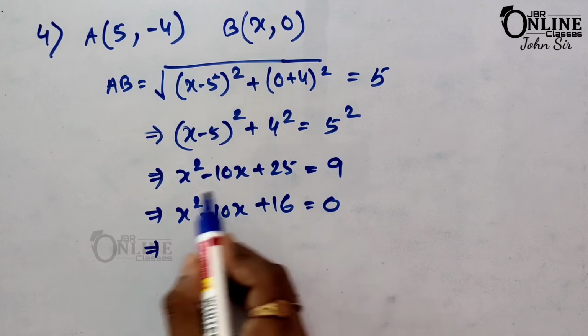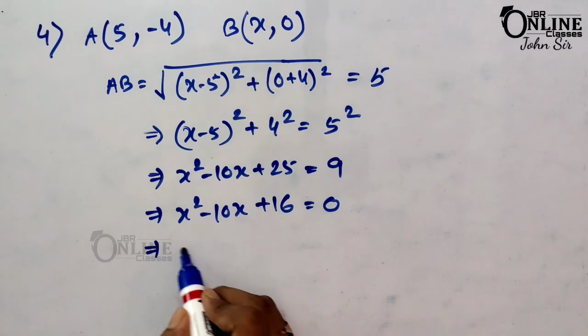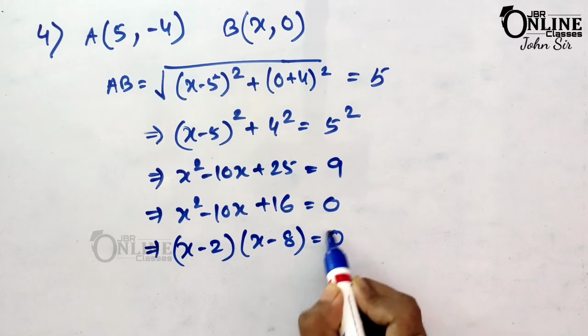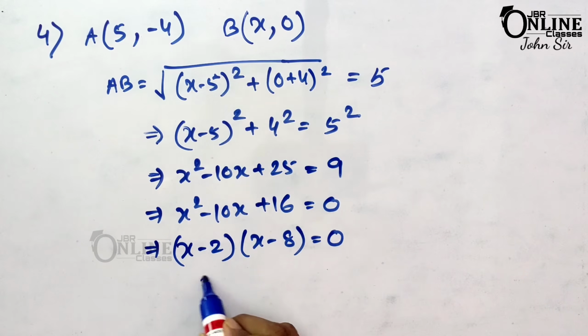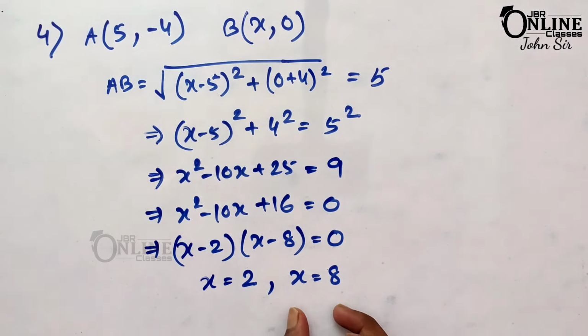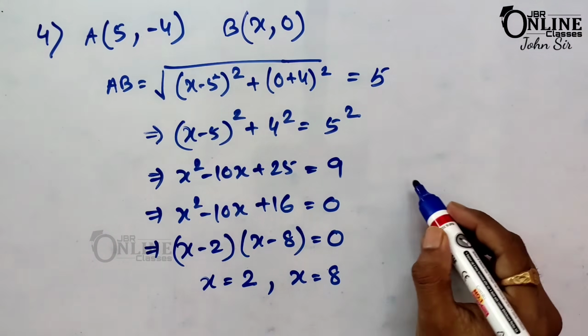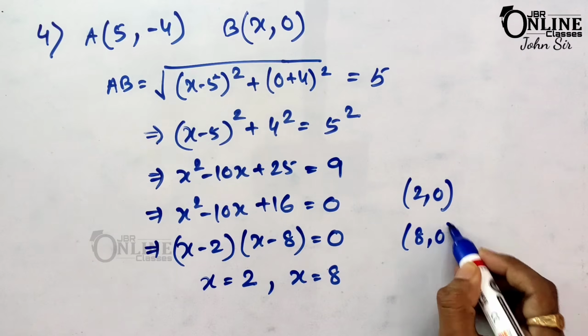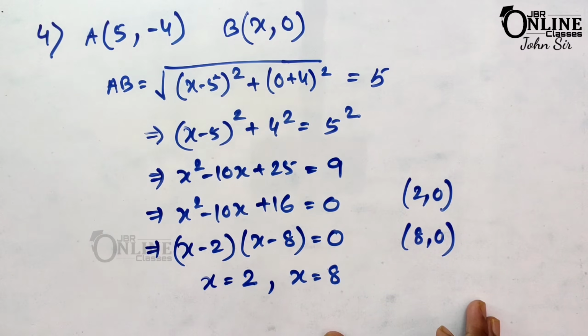Okay, so it's a quadratic equation, you can easily solve it. So you will get (x minus 2) into (x minus 8) equals 0. So from that x equals 2 or x equals 8. Okay, x equals 2 or x equals 8. That means the coordinates are (2, 0) or (8, 0), which is your answer.